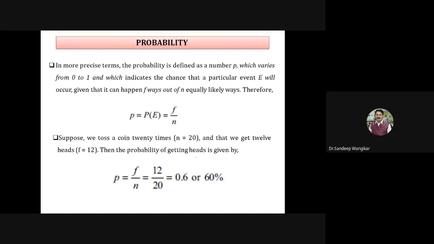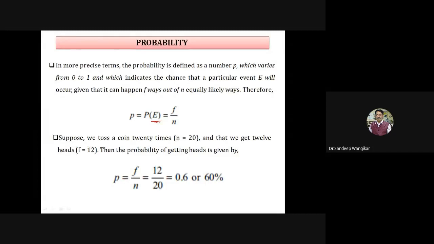So what is this F and n? Just take the same example. With a six-sided cube, one may appear, two may appear, three, four, five, and six also may appear. So this is F. There is equal likelihood, so anything can happen. Therefore, this probability P of event E is given by F by N: F ways divided by N. So let us take an example.